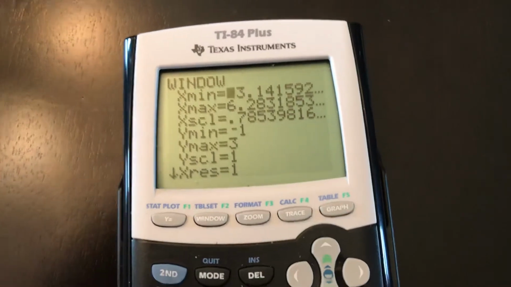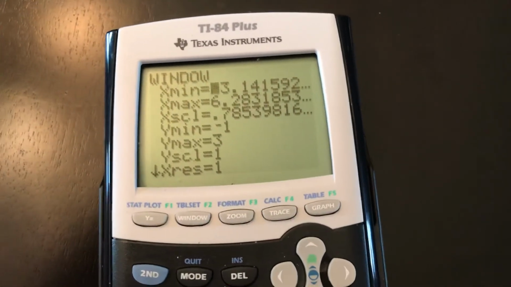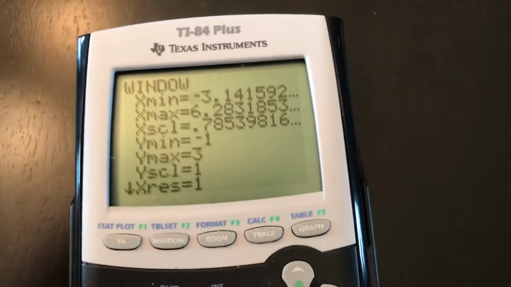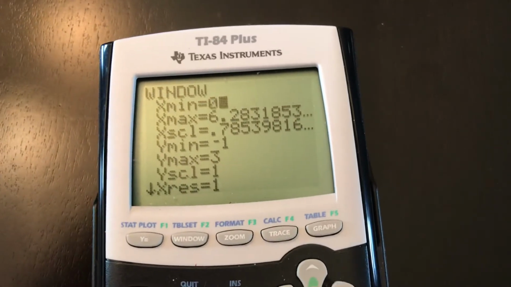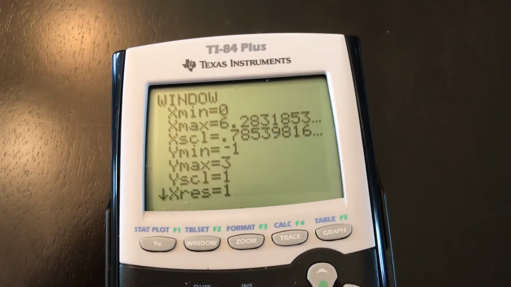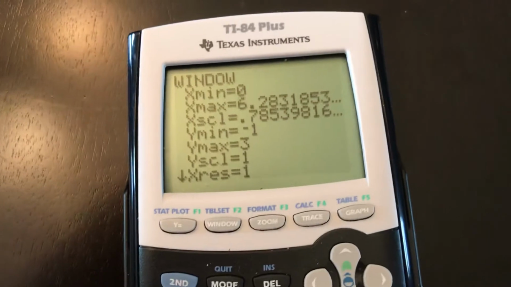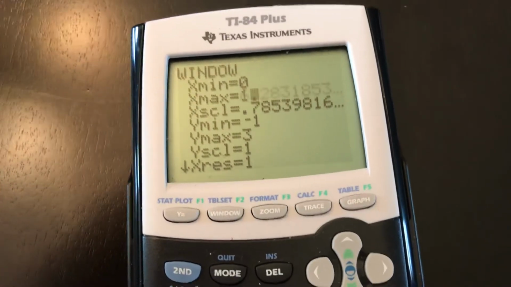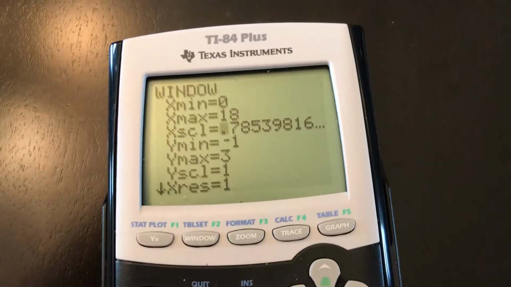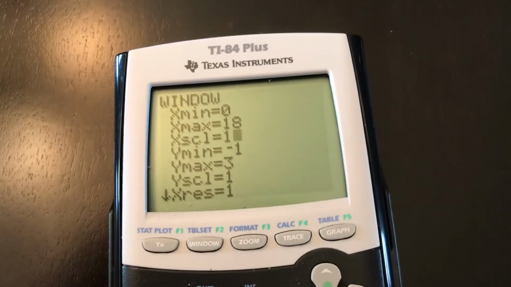Go to your window, and you want your window to be set up pretty much like the window that we had set up in the drawing. So my graph went maybe from 0 out to at least a time value of 14. We might even want to go a little farther, like 18 or something like that. And I'll make the scale 1.